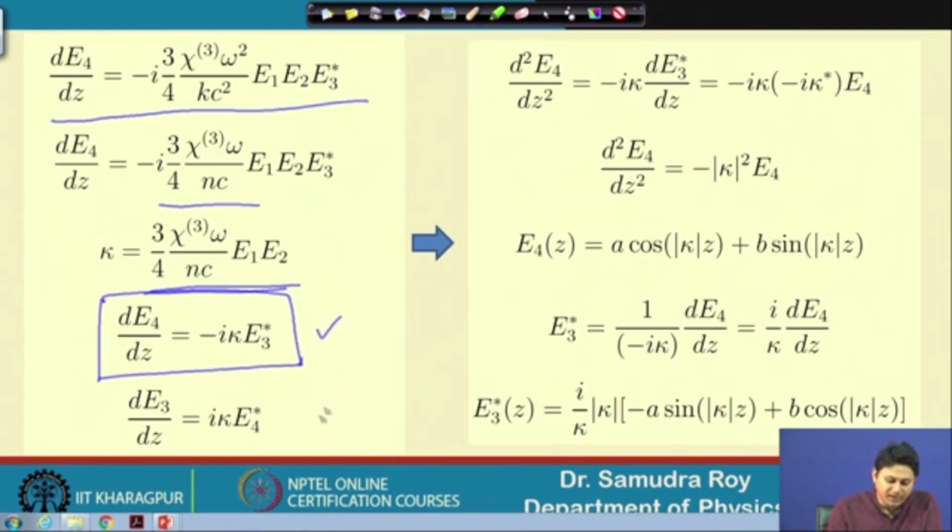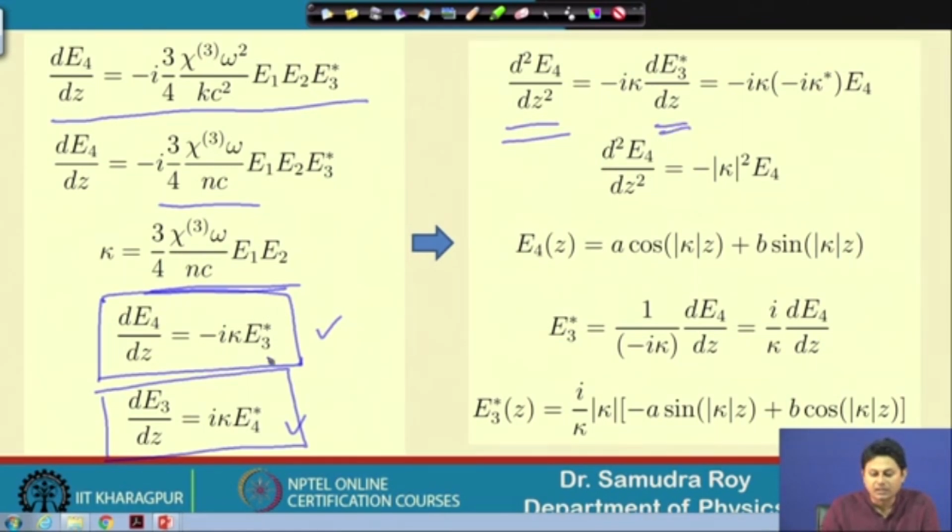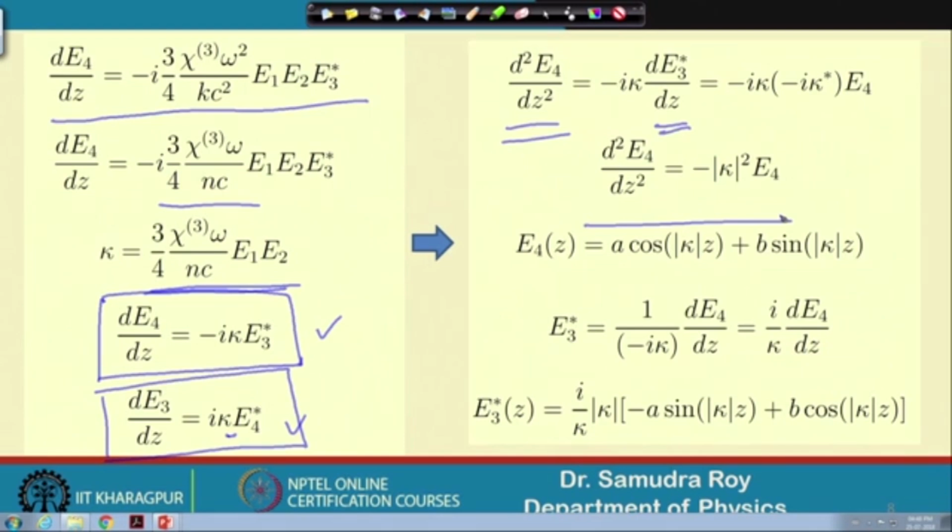Exactly in the same way, if I derive E3, it will simply be this. So the differential equations of E3 and E4 we have derived. Now what will we do? We have two coupled equations and we will do our usual procedure to solve them. If I make a derivative of E4, on the right hand side we have a derivative of E3 star, and I just replace it here. So I will get this equation. This is a very straightforward homogeneous differential equation whose solution is sinusoidal. So I write the solution here.